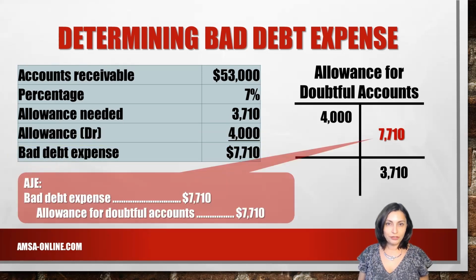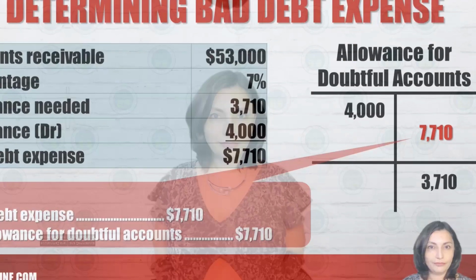If you are required to record an adjusting journal entry, a debit is to the bad debt expense account and a credit is to the allowance for doubtful accounts.